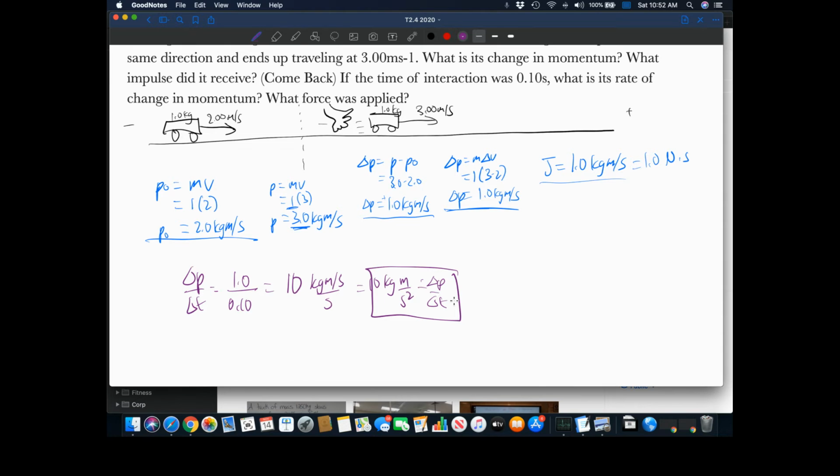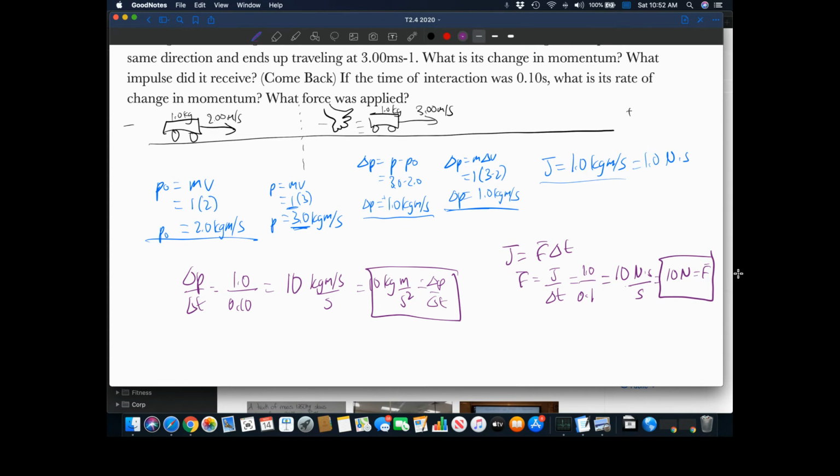And what is the force applied? Well, let's see. We have J equals average force times the time. So the average force is the impulse divided by the time, which we said was 1.0 divided by 0.1, which works out to be 10 newton seconds per second, which is 10 newtons. That is the average force.